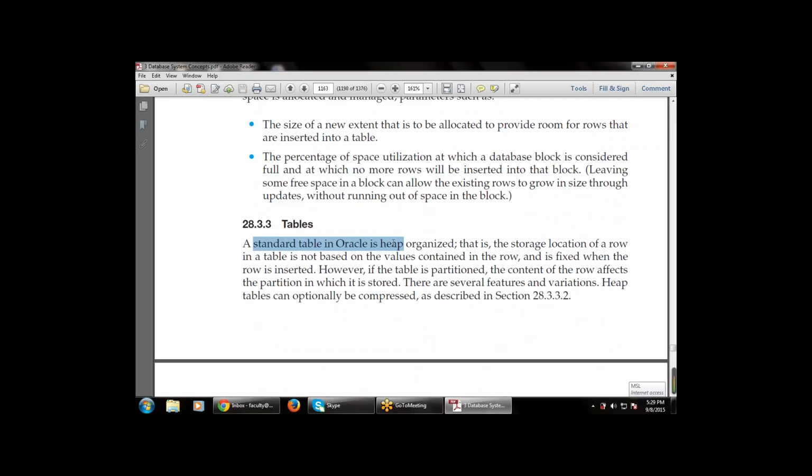Then a standard table in Oracle is heap organized, that is, the storage location of a row in a table is not based on the values contained in the table. If the table is partitioned, the content of the row affects the partition in which it is stored. So whatever the partition condition is, the data will be stored accordingly.